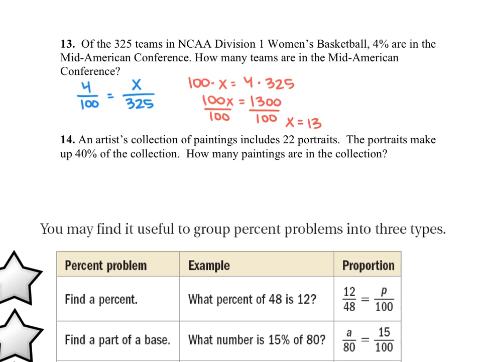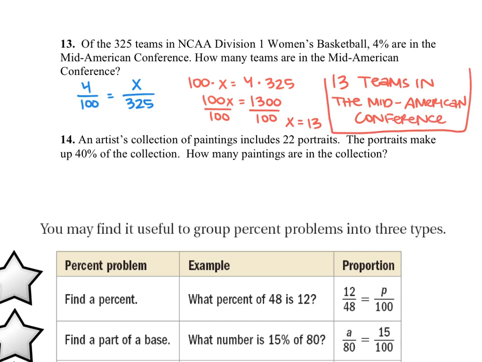Now, because this is a word problem, we do need to have a label with our answer. So there are 13 teams in the Mid-American Conference. And the most important word for you to have there is teams, because that is what you're counting. All right, let's try the next one.